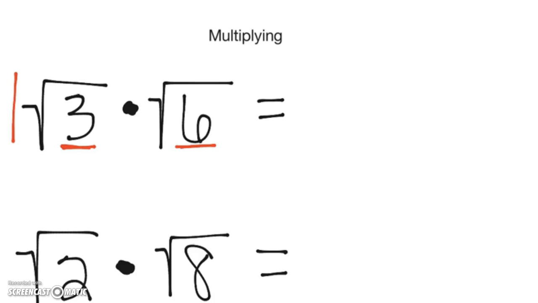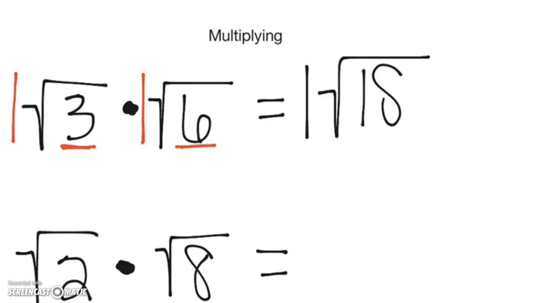So again, this has an understood 1 in front of each of these. So 1 times 1 is 1, so I still have just a 1. And then I can multiply my numbers on the inside together. So square root of 3 times square root of 6 is square root of 18. So 1 square root of 18 and square root of 18 are the same thing.